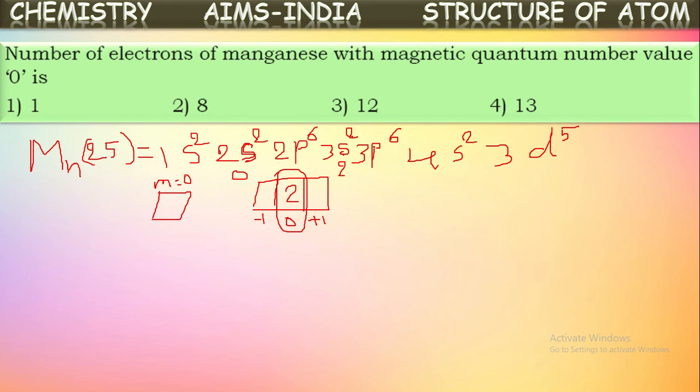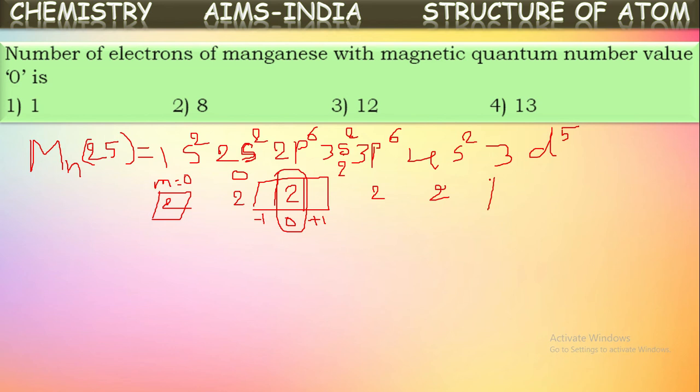And the same way in the 3p orbital also, just like the 2p orbital, there will be 2 electrons with m equal to 0. So here 2, here 2, here 2, and in the 3p subshell 2 electrons, and the 4s subshell orbital also 2 electrons, because there is only one orbital with l equal to 0 and m equal to 0 for that.